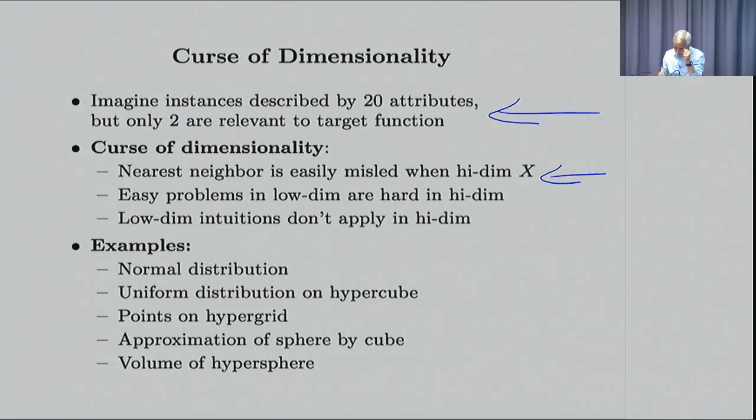Point 1. Point 2. Things that were easy, this is like Bellman's original idea, that problems that were very easy in low dimensions, suddenly in high dimensions become extremely hard. And third, and maybe worst of all, everything that you know about the world, that you've learned from a beautiful visual system, in 2D and 3D, does not apply in high dimensions.